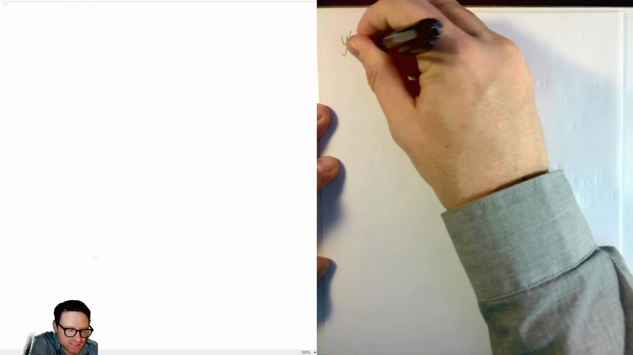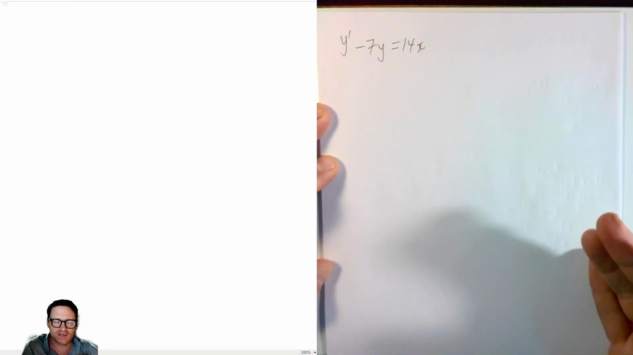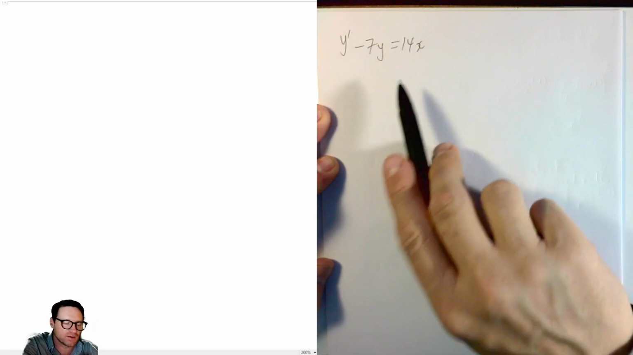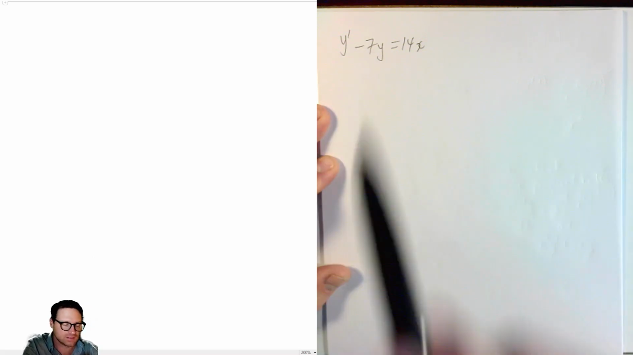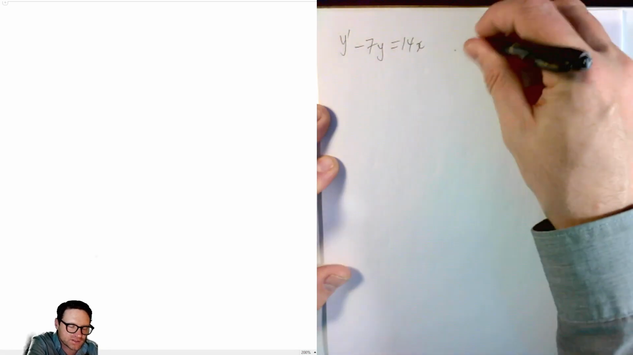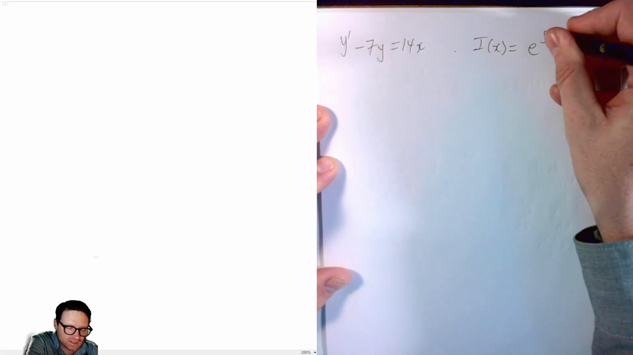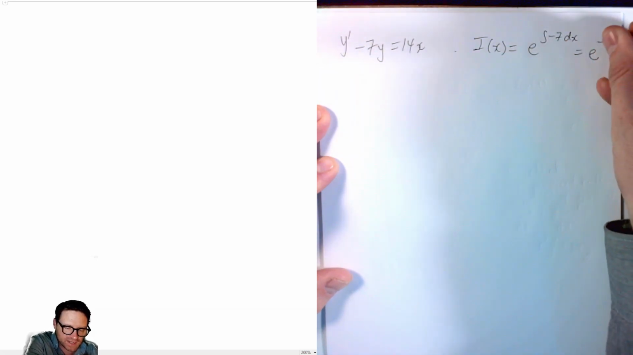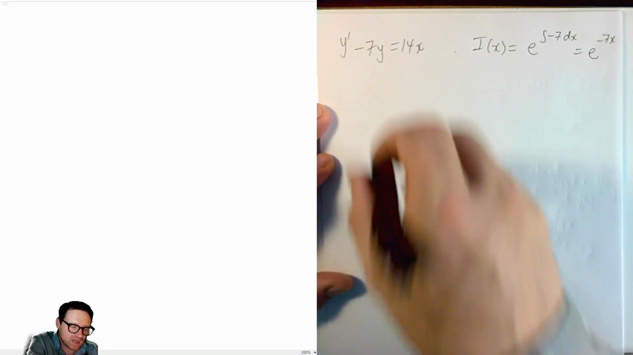y' minus 7y is 14x. Okay, we need our integrating factor. This is in the correct form that shows that this is linear. Our p of x is minus 7 and our q of x is 14x. So the integrating factor is e to the power of the integral of minus 7 with respect to x, and this is e to the minus 7x. So we multiply by this, but we know how it packs up.